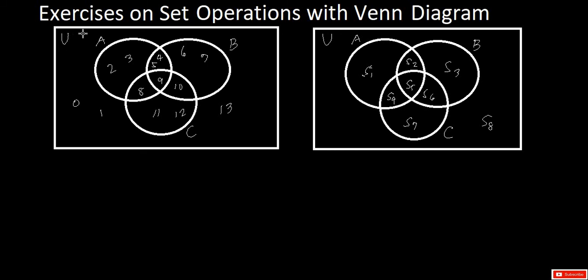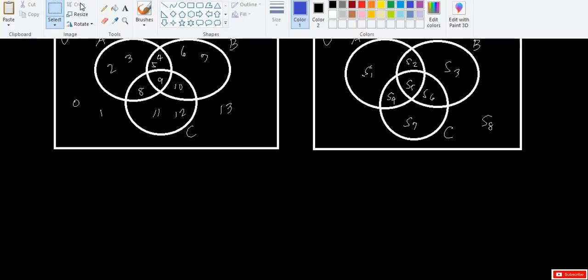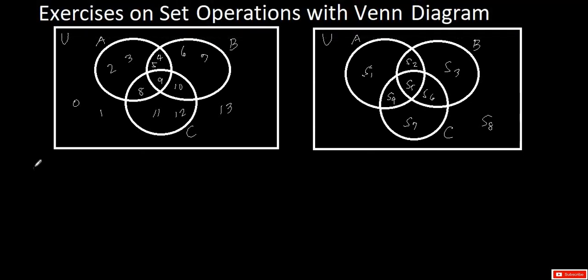In this video, let's have exercises on set operations with Venn diagram. Okay, let's have number 1. A union B. What are the elements of A union B based on the given Venn diagram? Now look at the Venn diagram here.